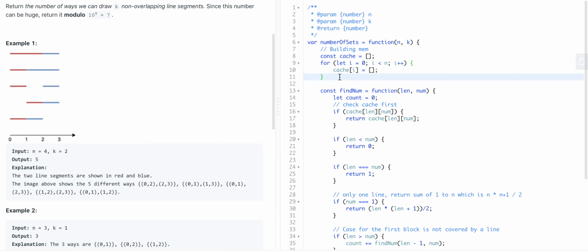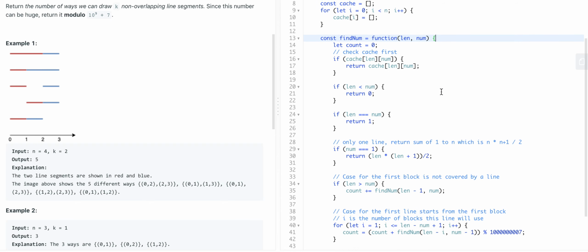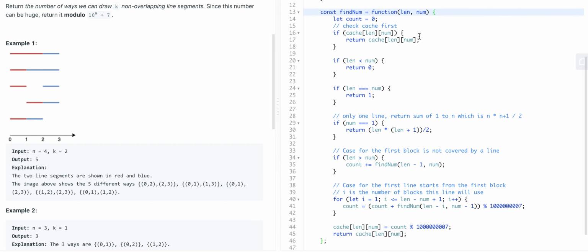This is going to be a 2D array for the cache, and then I create the find_num function to solve the problem recursively. So first, what we do is we check the cache to see if we solved this problem before with the length. I use length for the length of the line. So 0, this line is going to be length 3, right? And num is the number of lines that we need to put in. So if we found it, just return, no problem.